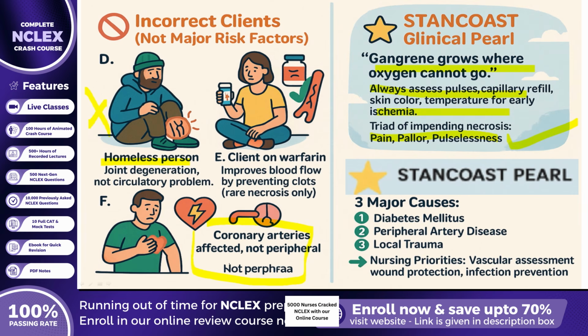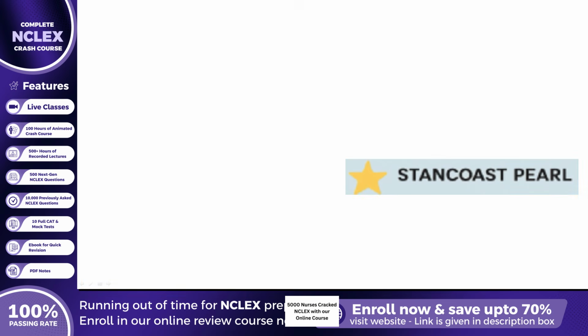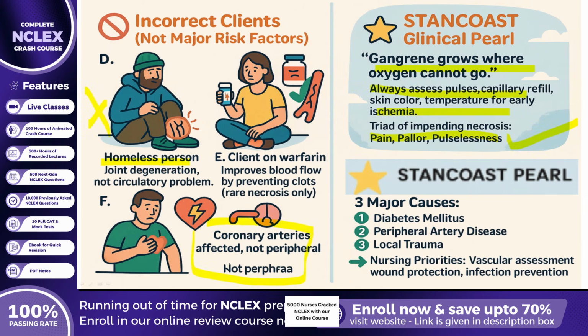Lastly, the Stancoast high-yield NCLEX tip to imprint in your memory is this. The three primary causes of gangrene are diabetes mellitus, peripheral artery disease, and local trauma. Whenever these appear in an NCLEX question, prioritize vascular assessment, wound protection, and infection prevention as your key nursing interventions.